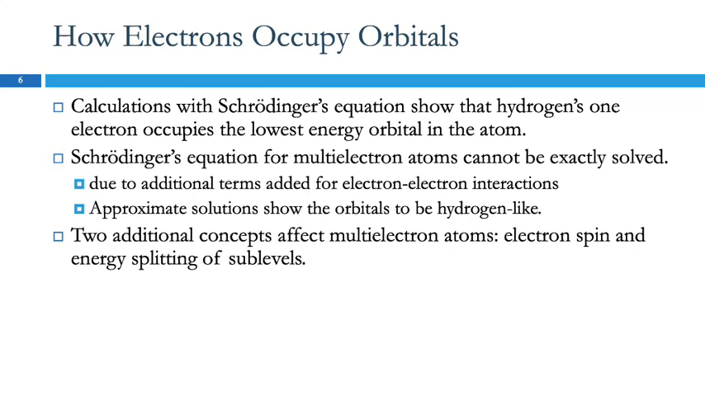So there are two additional concepts that make the multi-electron atoms more complicated. These are electron spin and energy splitting of sublevels.